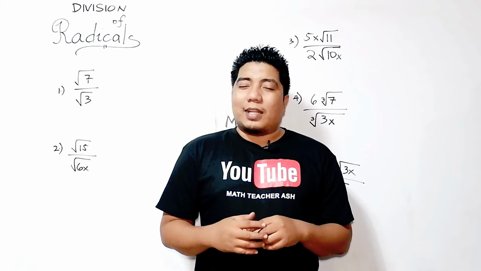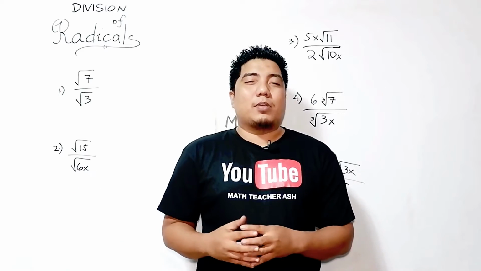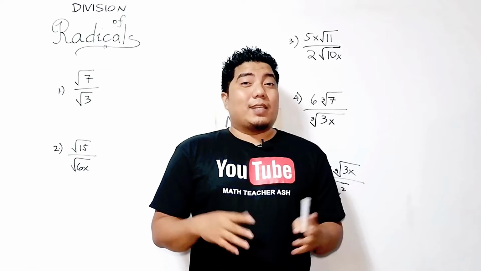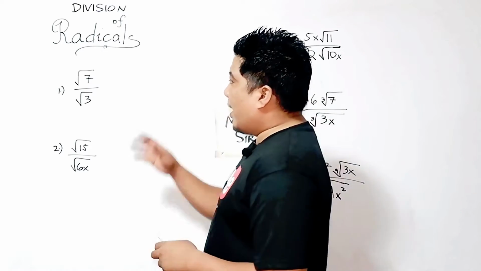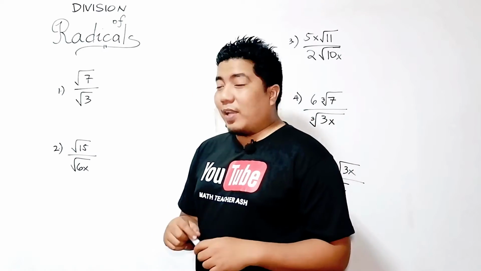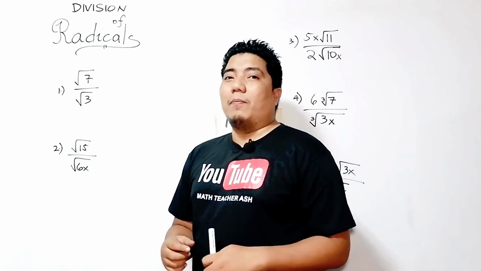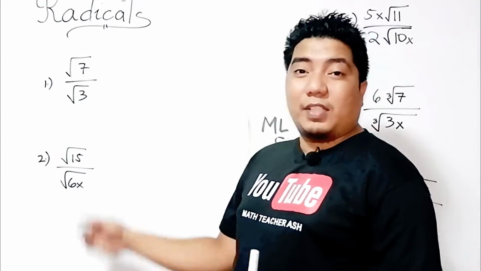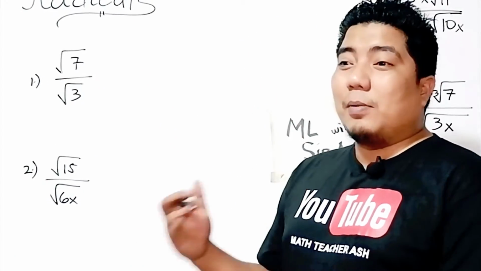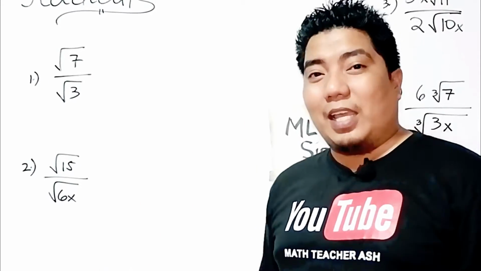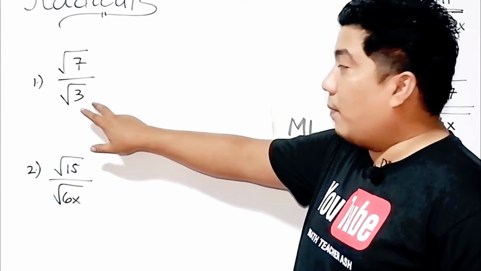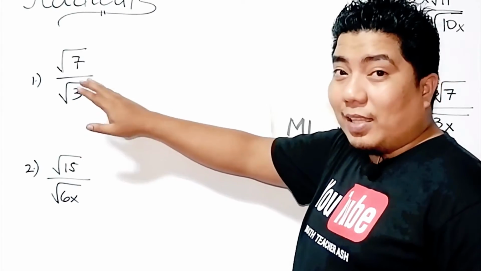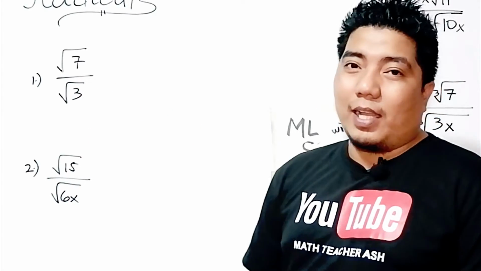So, let us start answering the given problems on our whiteboard for you to understand the steps in dividing radical expressions. Okay, we have number 1, square root of 7 divided by square root of 3. Now, remember that 7 is not divisible by 3. If you cannot simplify it even further, then that is it. However, remember that this violates our rule. We cannot leave a final answer with a denominator that has a radical expression.